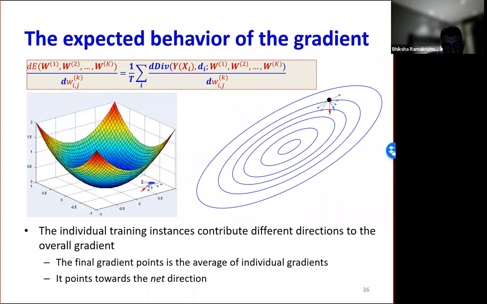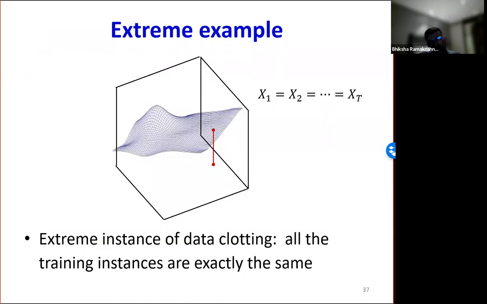Now, consider a rather extreme situation, where all of my training instances are exactly at the same place. Will they have different gradients? Will their divergences have different gradients? Or will they all be identical? Anyone? They're going to be identical, right?